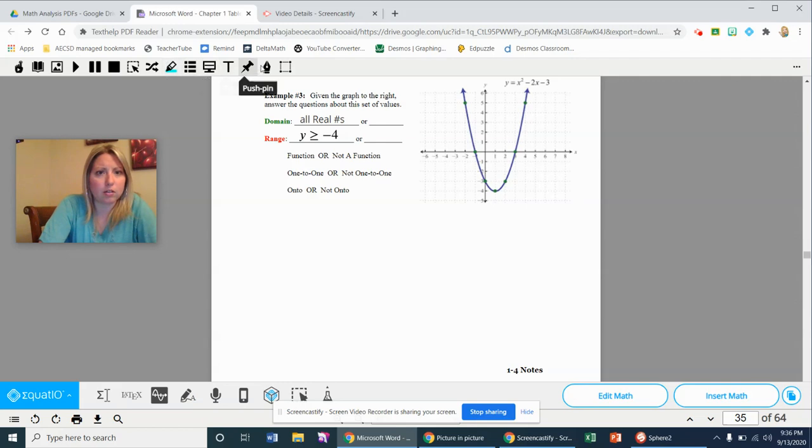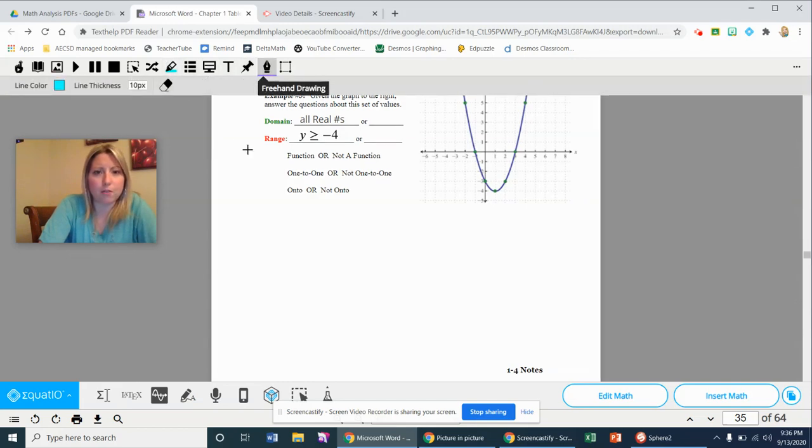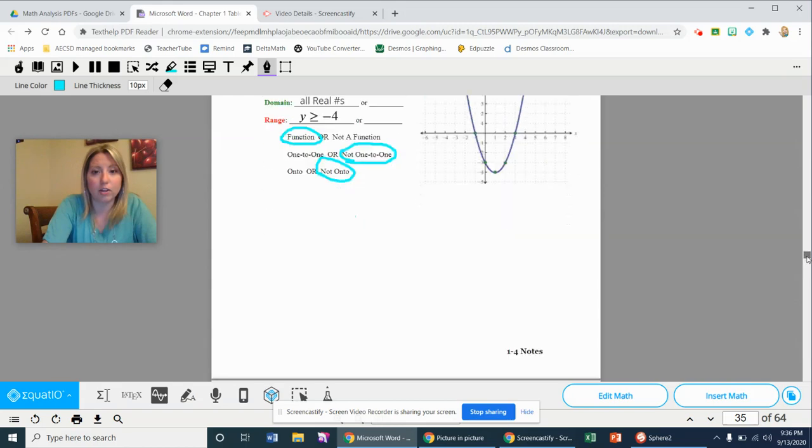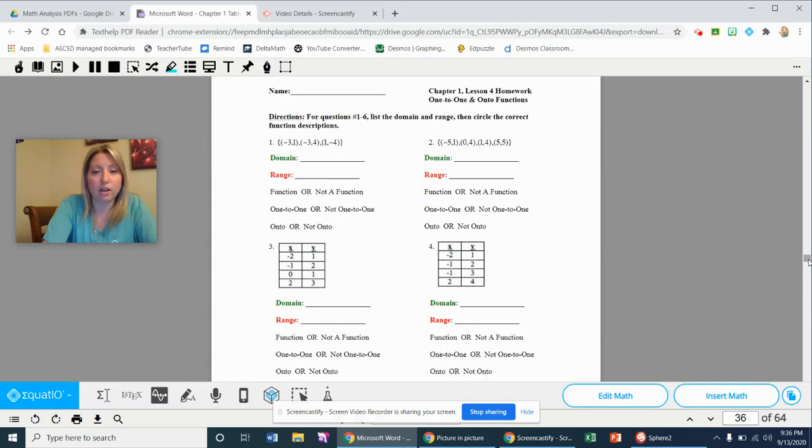Okay, let's see. Is this a function? Yes, it is. Is it one-to-one? No, it is not. It is not passing the horizontal line test. And is it onto? No, it is not, because it is not using the whole range, which is all real numbers. So if your range on a graph like this is not all real numbers, then it is not onto. So there you have it. So we just added that extra layer.